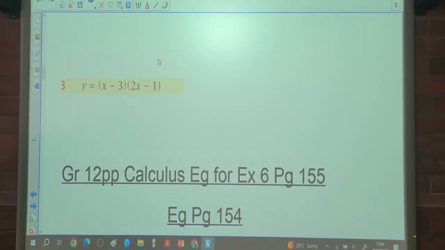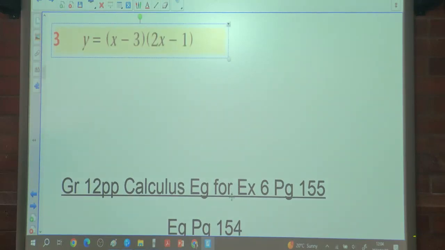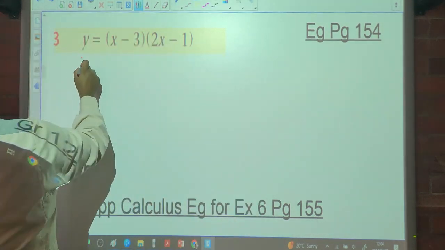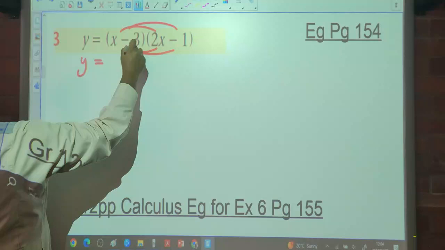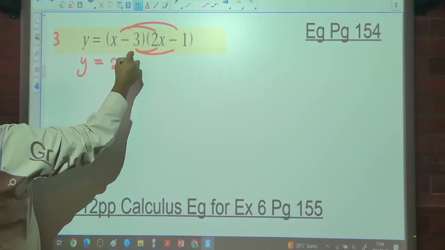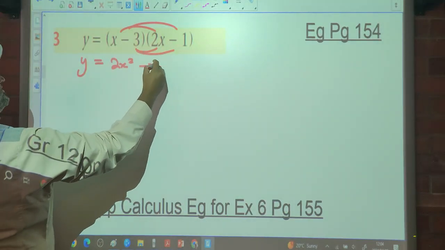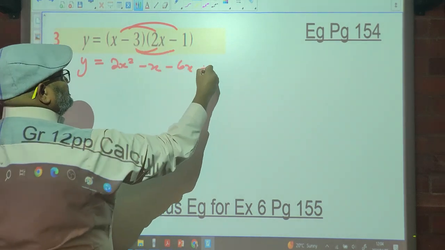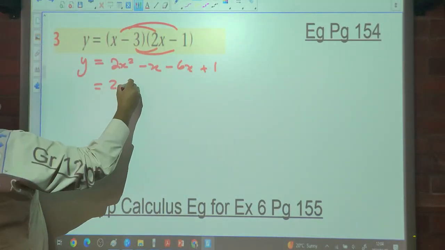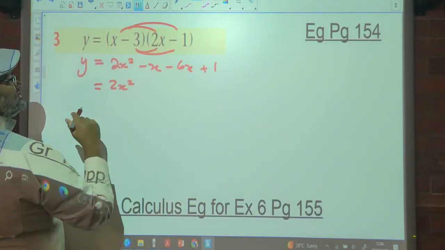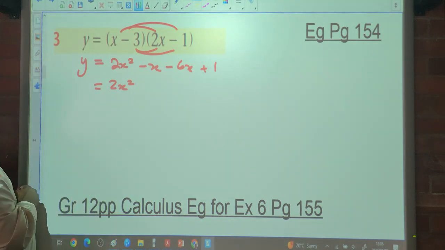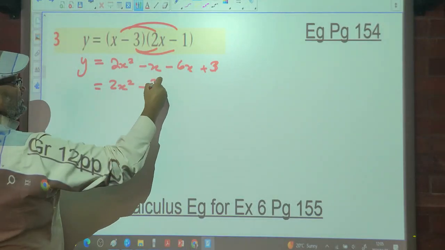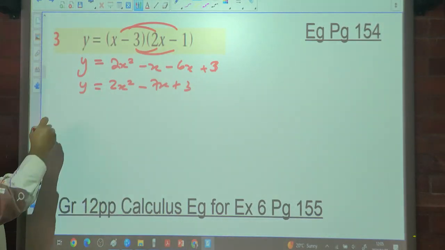Okay, number 3. Is that in the form of ax to the exponent n? No. So what do I have to do first? Multiply. Get rid of the brackets. X times 2x, 2x squared. X times negative 1, negative x. Negative 3 times 2x, negative 6x. Negative 3 times negative 1, what's that? Positive 3. Nice, thank you. So I got 2x squared minus x minus 6x, which is minus 7x plus 3.